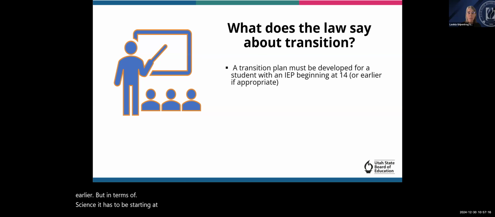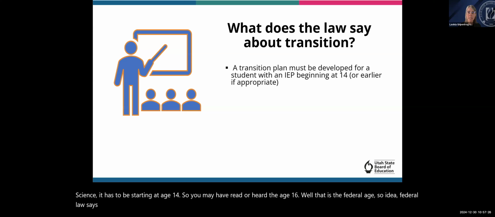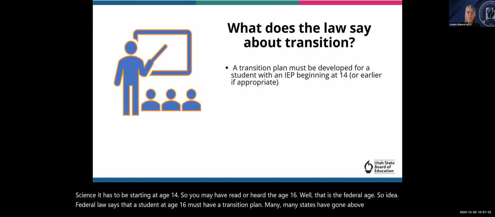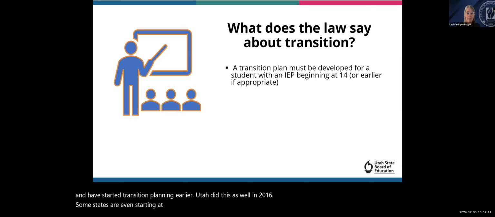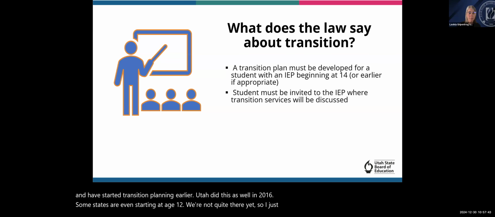So you may have read or heard the age 16. Well, that is the federal age. So IDEA federal law says that a student at age 16 must have a transition plan. Many, many states have gone above and beyond that and have started transition planning earlier. Utah did this as well in 2016. Some states are even starting at age 12. We're not quite there yet. So I just want to make that super clear.